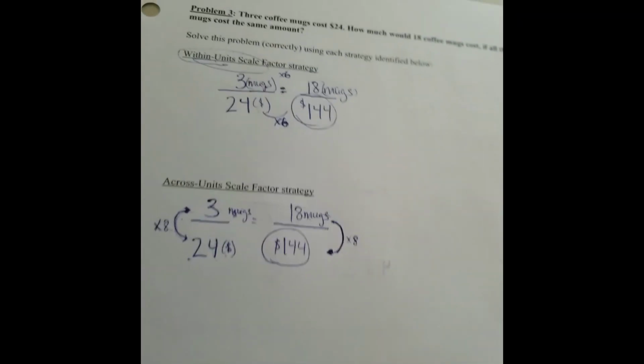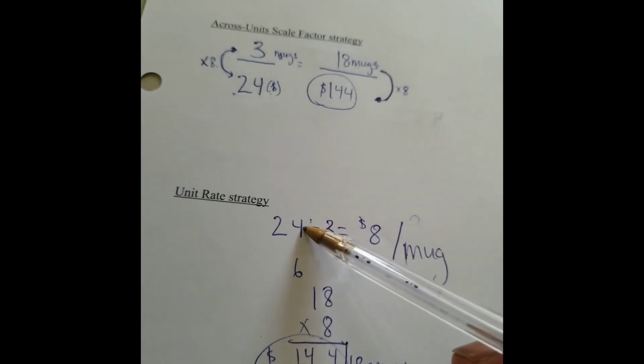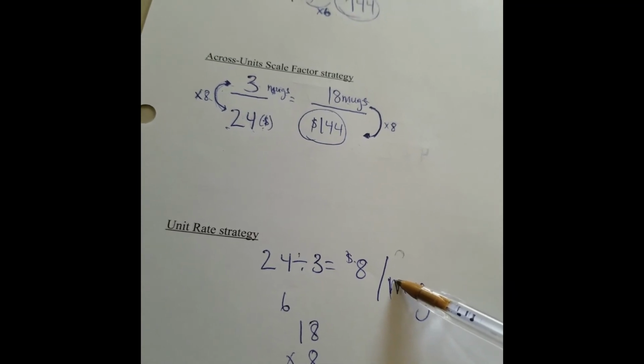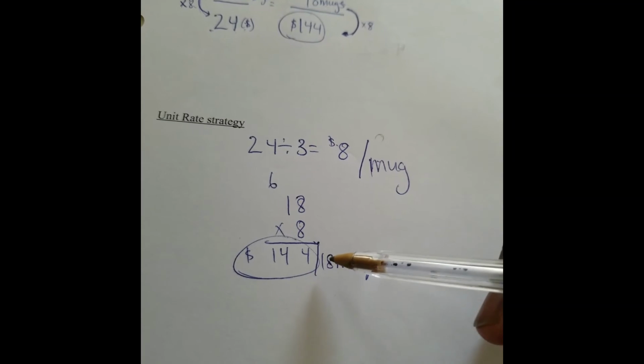Unit rate strategy, per 1. How much does 1 coffee mug cost us? If 3 coffee mugs cost us $24, then 24 divided by 3 is $8 per mug. And I can times that by 18 to get $144 for 18 mugs.